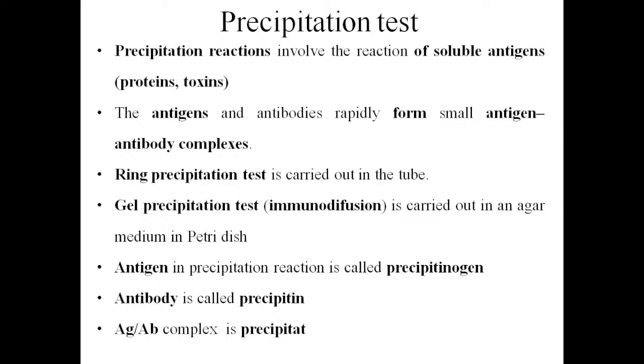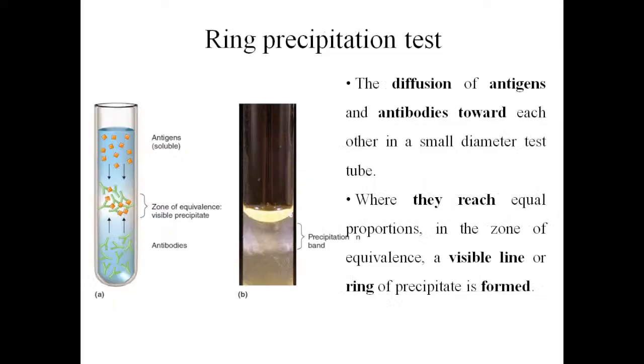It may be done in a tube, so it is called ring precipitation test, or in a petri dish, in agar, and it is called gel precipitation test or immunodiffusion. Antigen in precipitation reaction is called precipitinogen. Antibody is called precipitin. Complex of antigen and antibody is called precipitate.